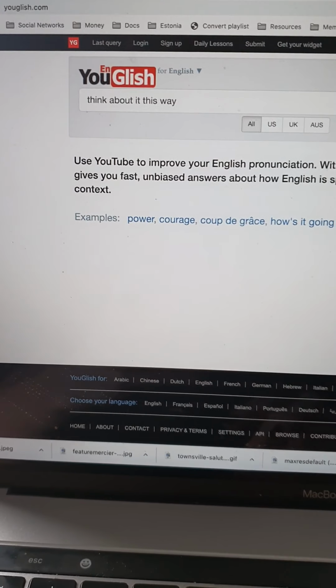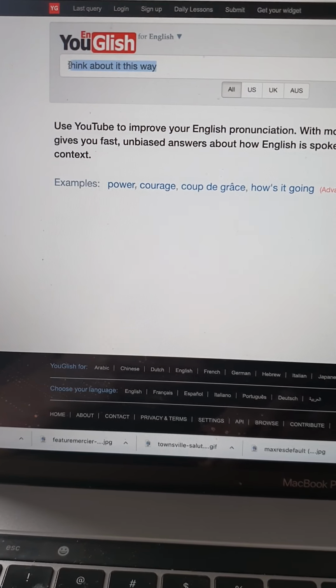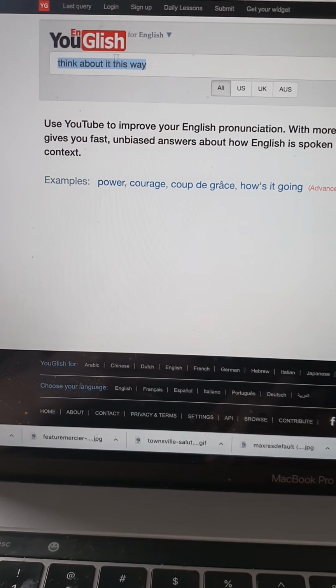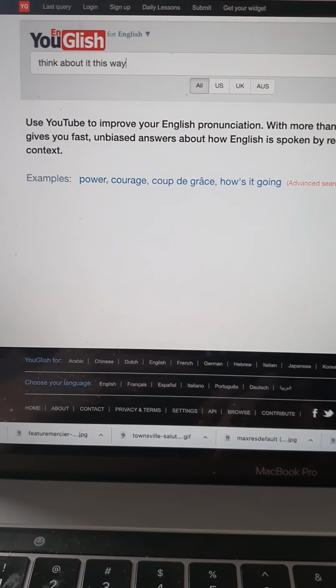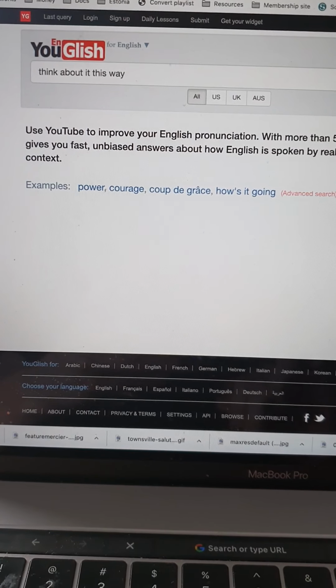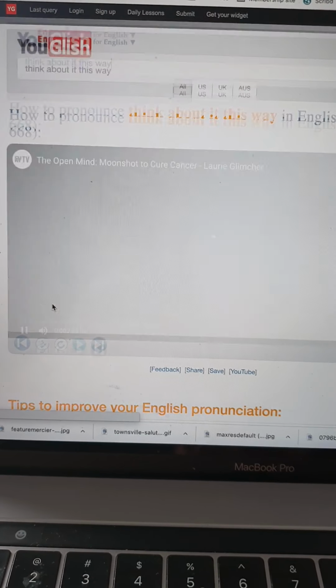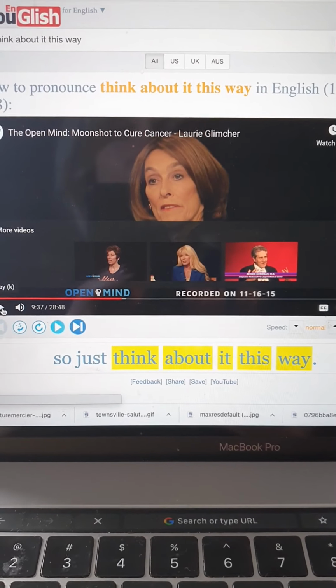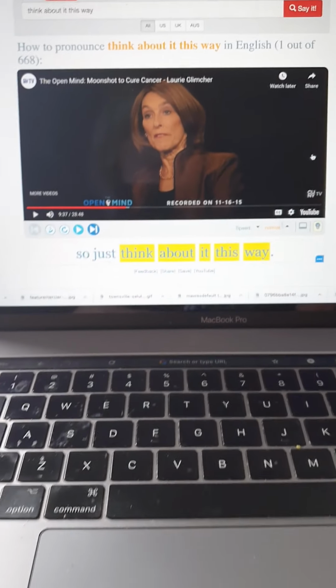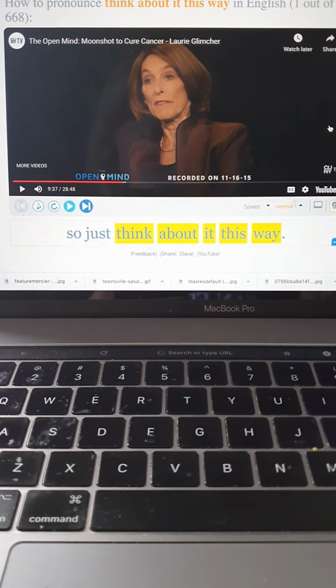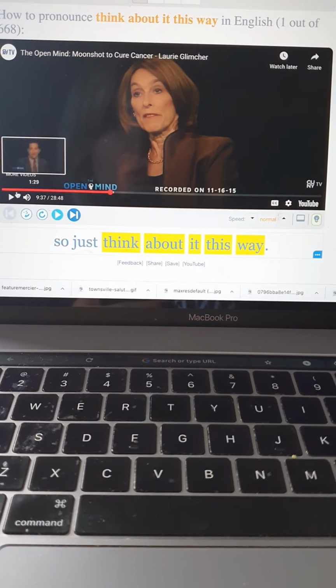So what I did is that I Googled exactly the phrase that I said, "think about it this way." I found out that this is correct to say, but then I went to YouGlish because I wanted to see how native speakers actually say this phrase. How do they pronounce it? And when they say it, do they use it in the same meaning that I was using it or not really? So here's what I found.